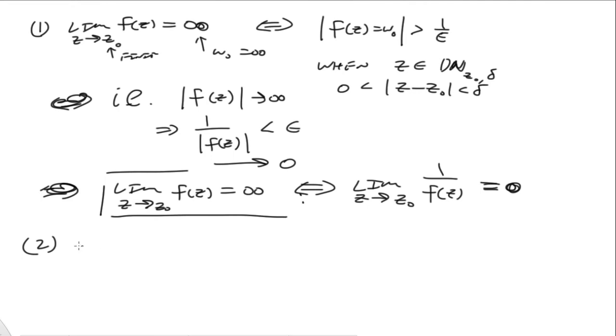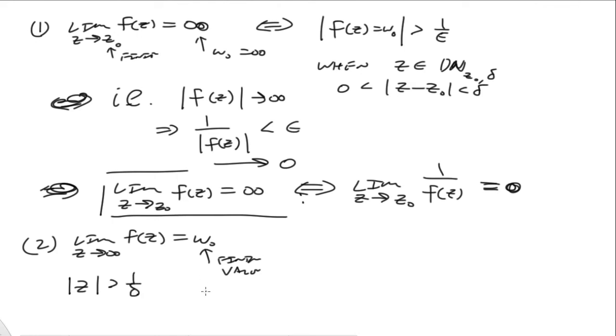Okay, and likewise, we can do the same thing for limit z going to infinity of f of z, where that is a finite value. So what we're saying here is that z has to be bigger than some 1 over delta. Well, I'm going to be precise about saying that. I'm going to say f of z minus w naught is less than epsilon when z is less than 1 over delta.